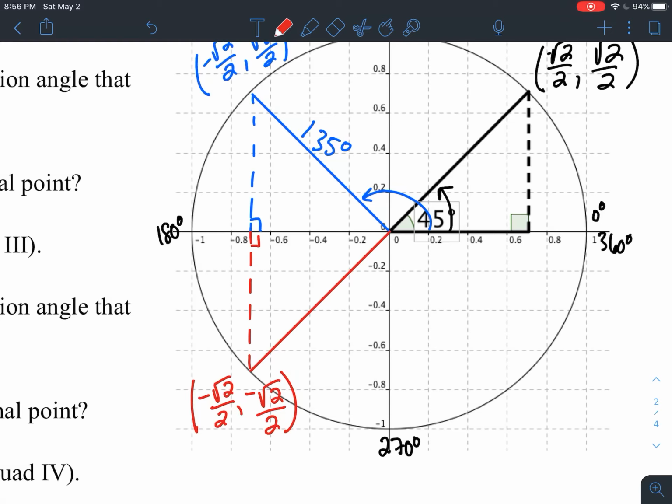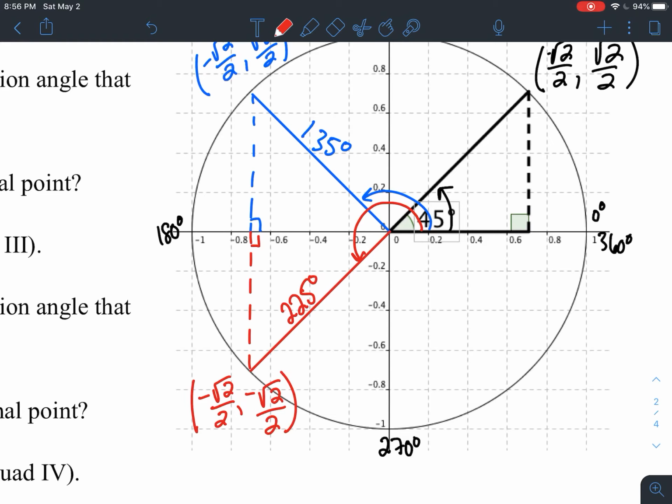That terminal point is the angle from my initial side all the way around to that point. That angle is 45 degrees past 180, halfway between 180 and 270, which ends up being 225 degrees. Okay, so far so good, hopefully.